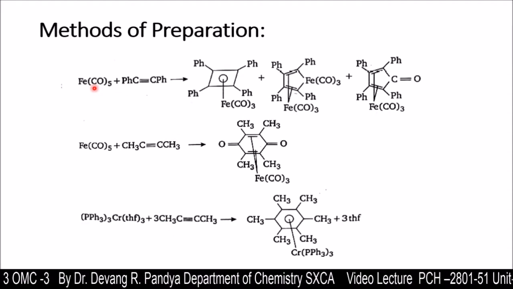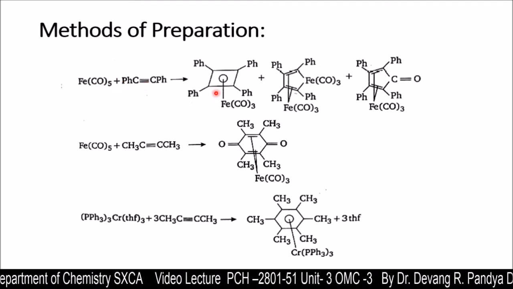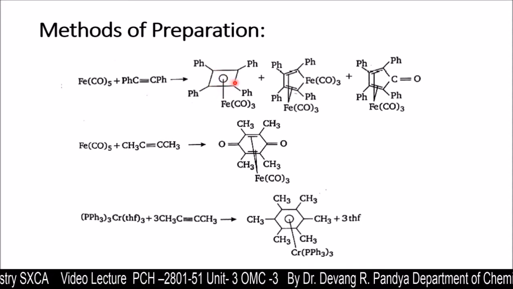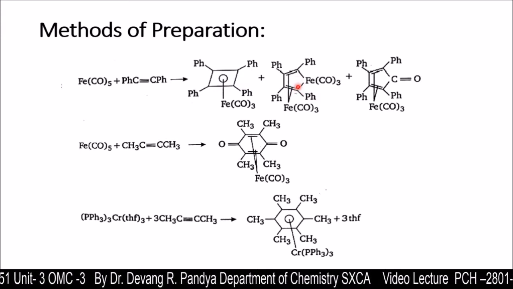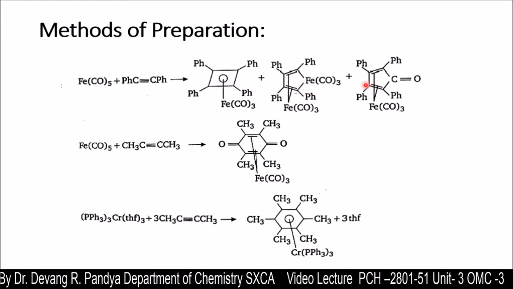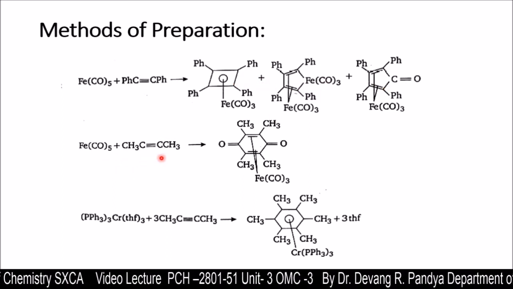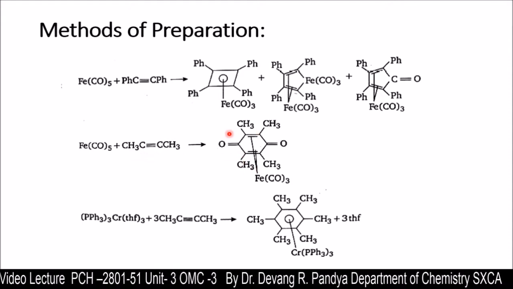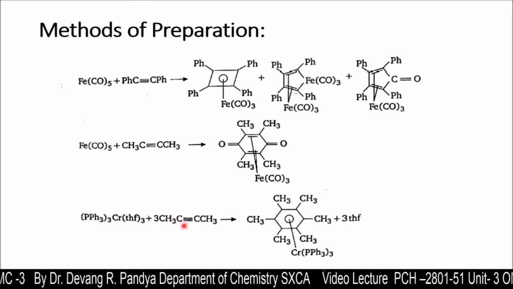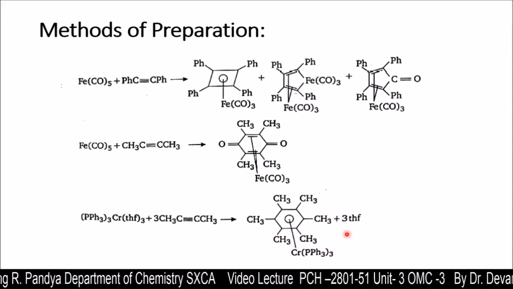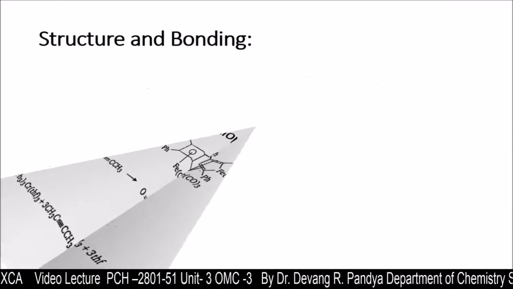These are the examples where you can see the pentacarbonyl iron, the ferrate, treated with diphenylacetylene, and it is going to form this complex, and then it is treated further with this biphenyl complex, and so we're going to get these three different types of product. Then when it is treated with the dimethyl acetylenic group, we're going to get this product. And when it is treated with 3 molecules of dimethyl acetylenic group, we're going to get this cyclic metal alkene complex as well.